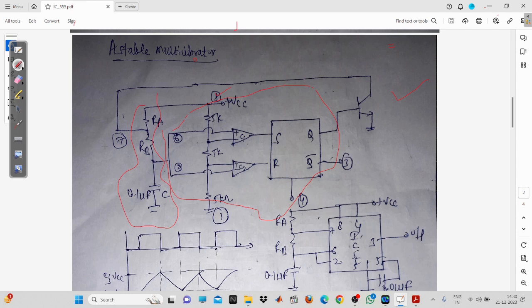So how to start with this? How to start? Initially, what is going to happen? That is the initial state which I am talking about.